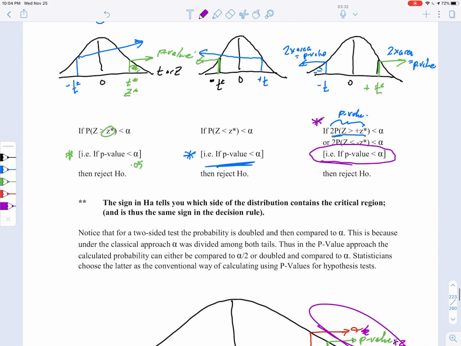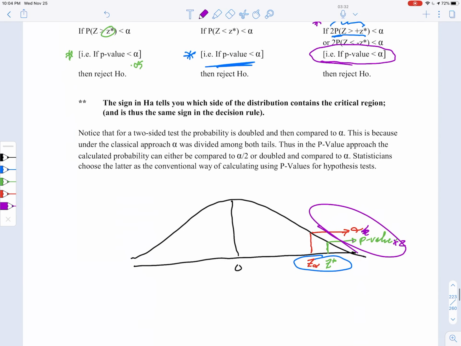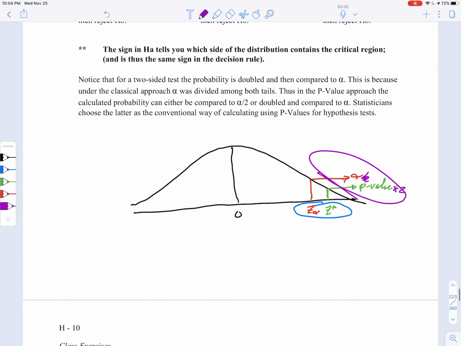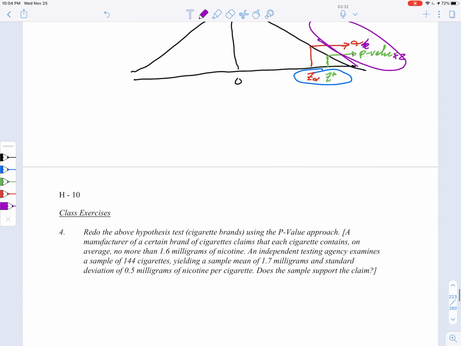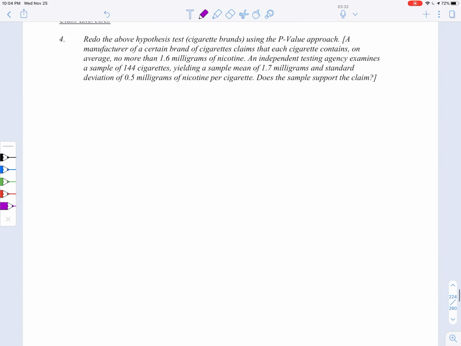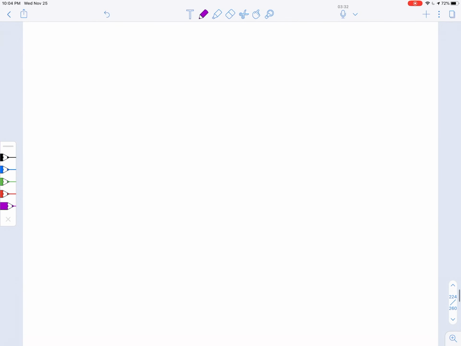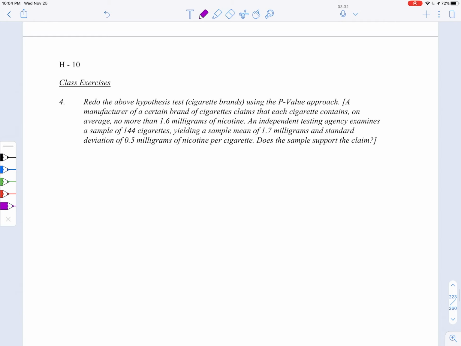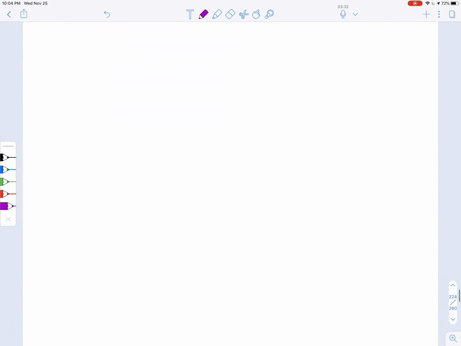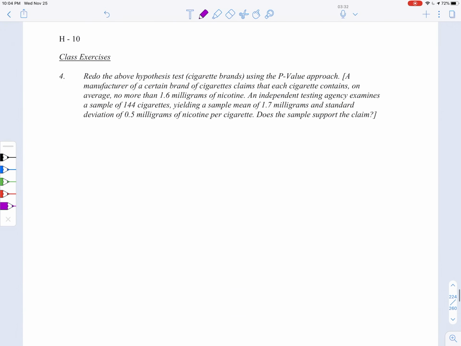If your p-value is less than alpha, reject H0. You just need to remember that in a two-sided test, you find the area and multiply it by 2 to get the p-value. And then you compare it to alpha, not alpha over 2. So hopefully that helps you understand how we do this. In the next thing we're going to do here is to work through this using a p-value approach. And then we're going to work through some problems here.